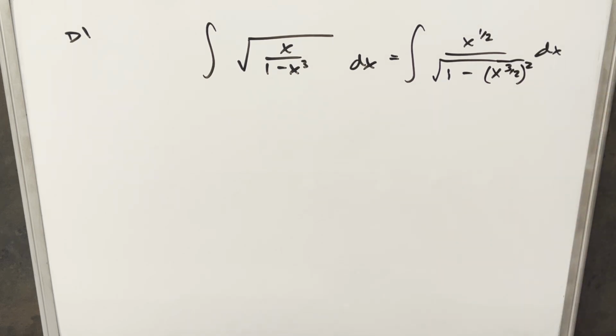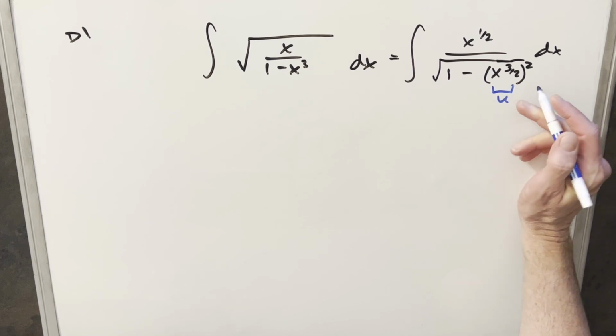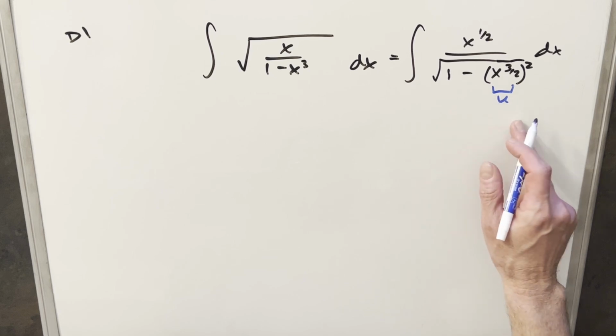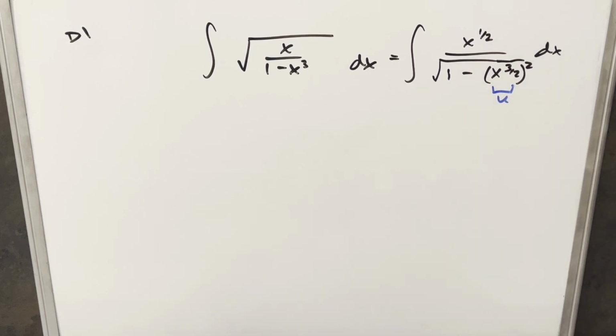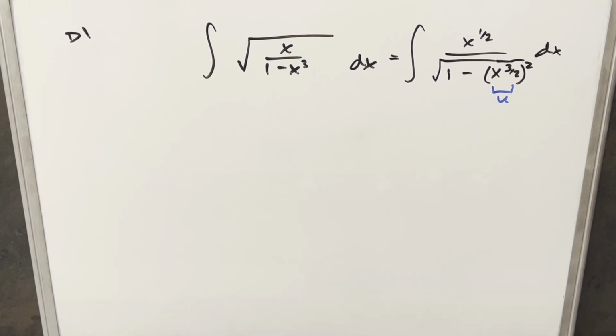But now writing it like this, my thought process is if I can do a u substitution and call this here my u, then we have 1 minus u squared in the denominator. It looks like a u substitution could work well with the x to the 1/2. If we can make this work, then maybe we have something pretty simple. So let's just go ahead with this.